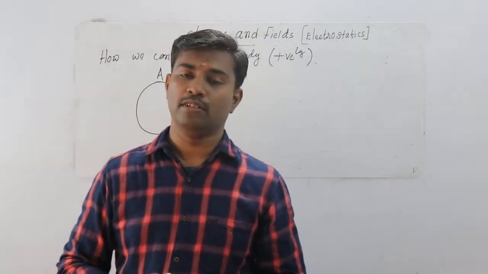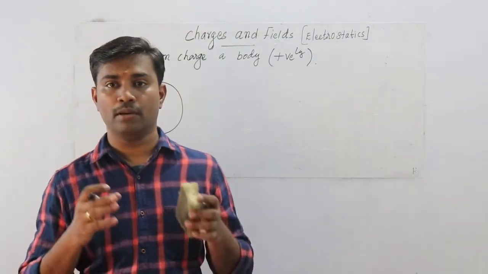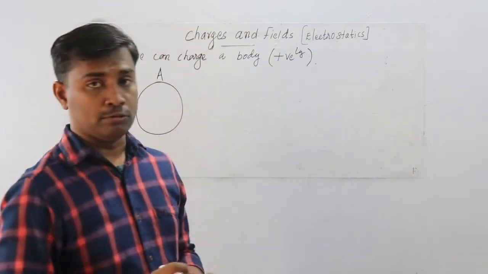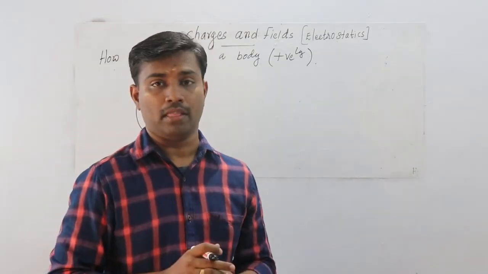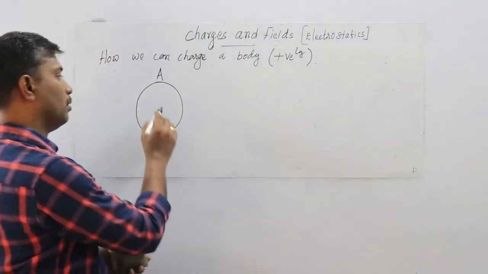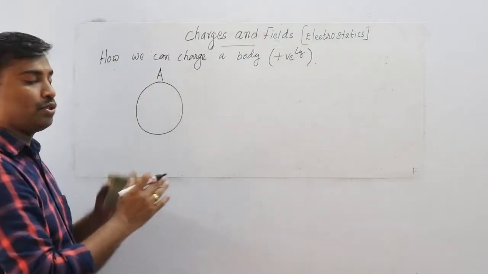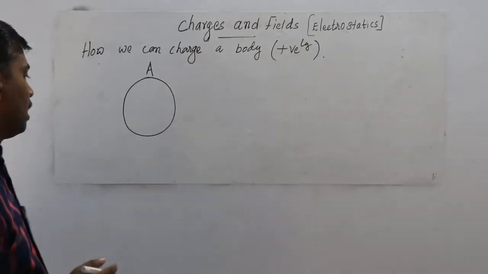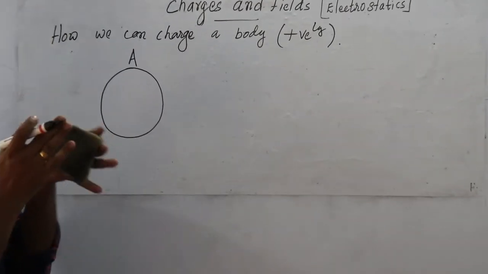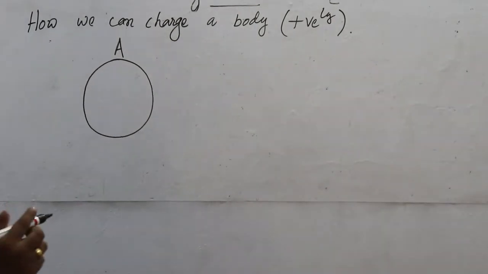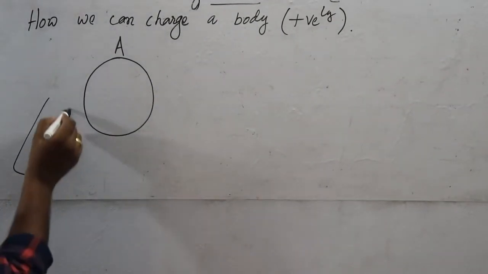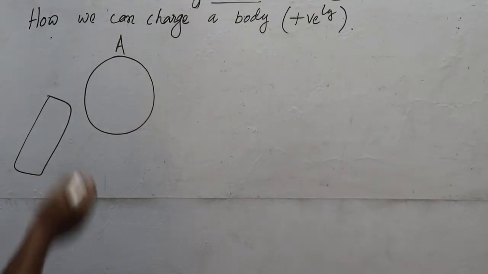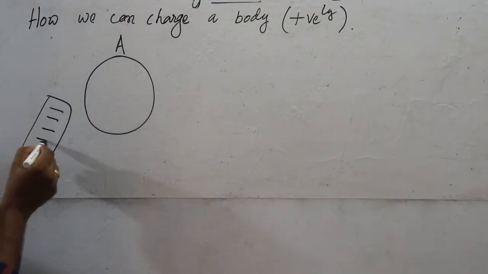Now we are going to discuss how we can charge a body positively due to the induction method. So we consider a body. This is a body. We have to charge this body positively. So we bring a negatively charged ebonite rod. The ebonite rod is rubbed with fur, so the ebonite rod gets a negative charge.